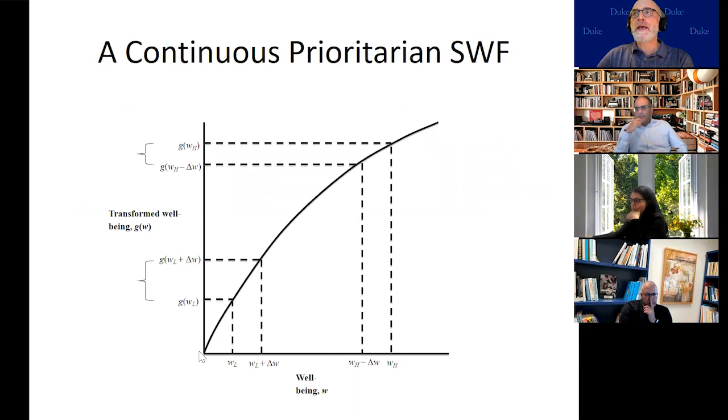Again, prioritarianism is the notion of, instead of just summing up well-being, plugging it into this transformation function. And mathematically, that has the effect of giving priority to the worse off. So if you think of someone who is better off, at a higher well-being level, and someone who is worse off, at a lower well-being level, if we take a fixed amount of well-being and shift that from the better off one to the worse off one, and we sum up transformed well-being, that's going to be an improvement, just by virtue of this concavity here.